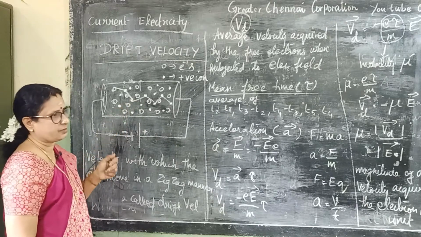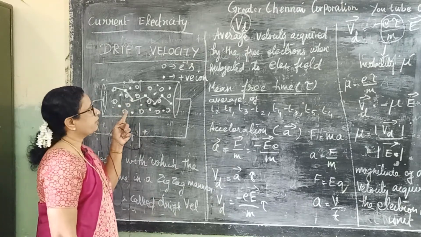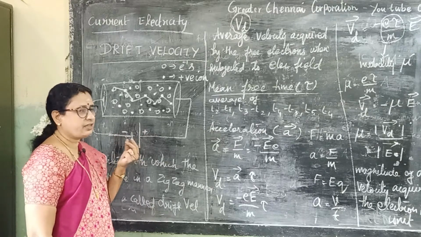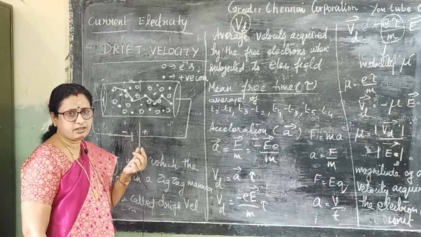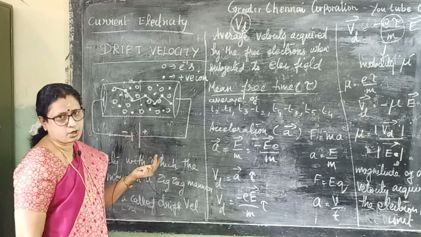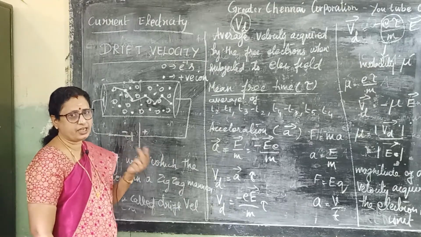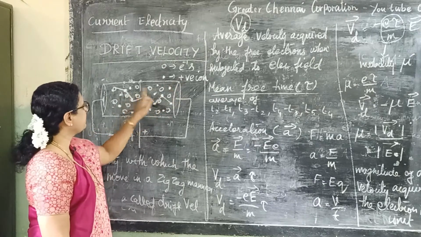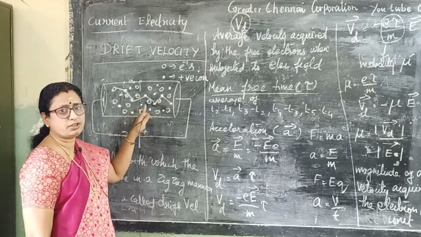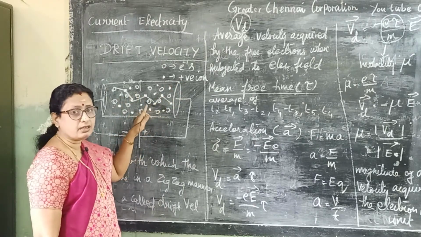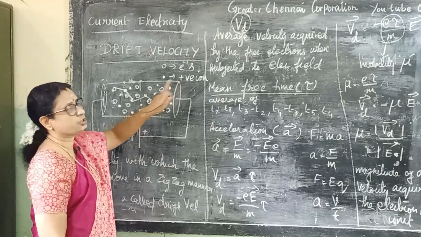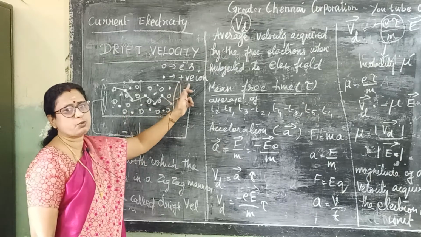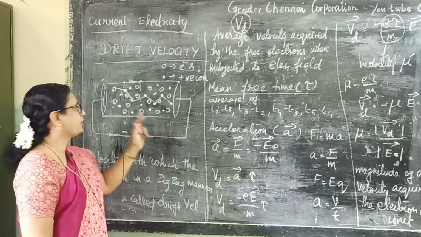Actually, when we started the lesson, I told you, each and every atom in the conductor loses its free electron. Once the atom loses a free electron, the atom becomes a positive ion. So, inside the conductor, you will have both the free electrons and the positive ions.